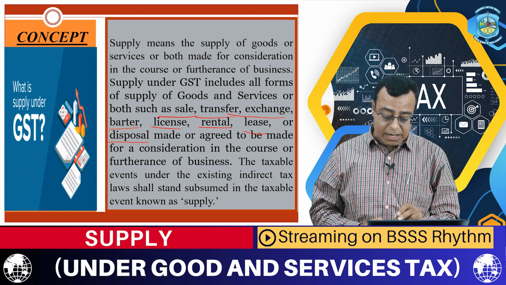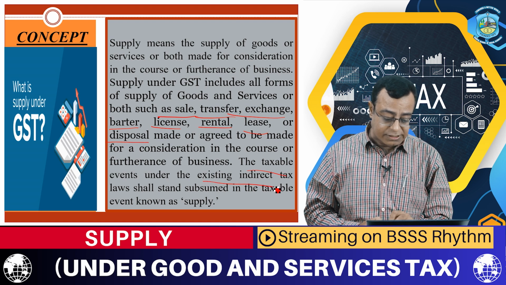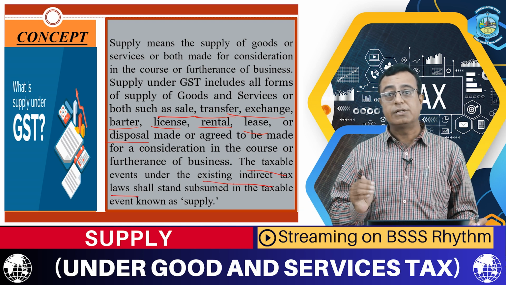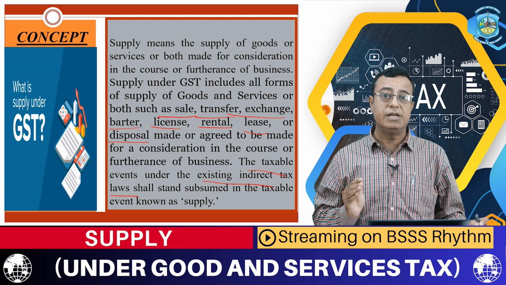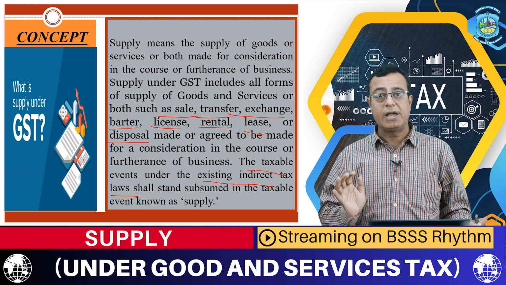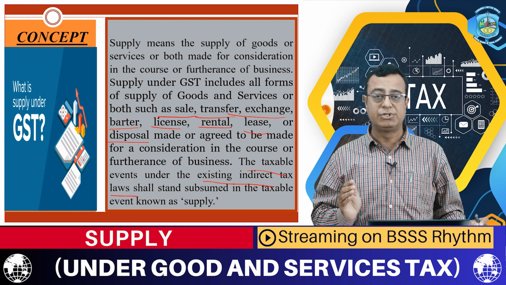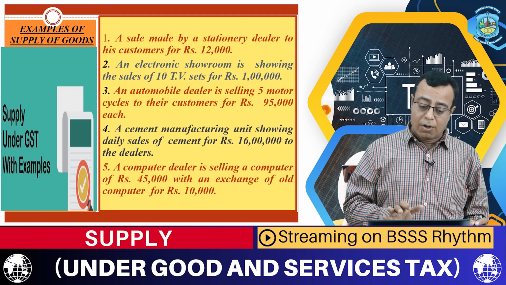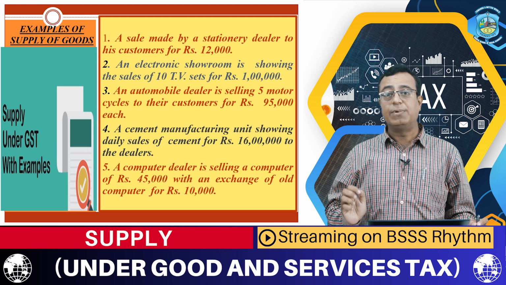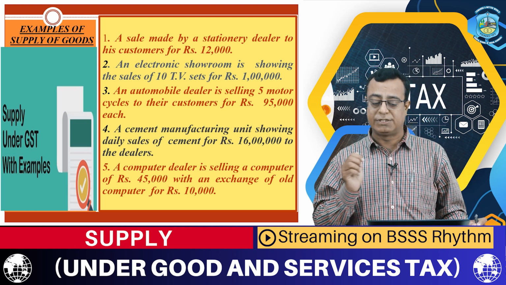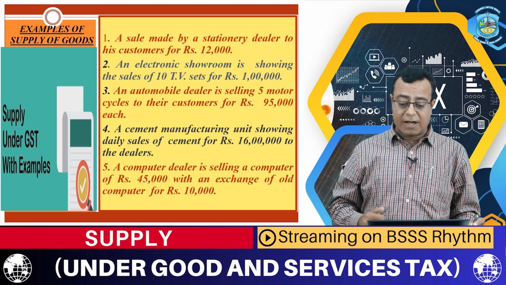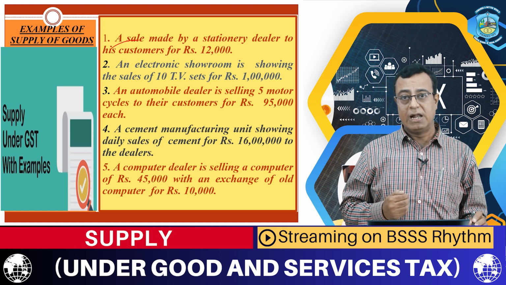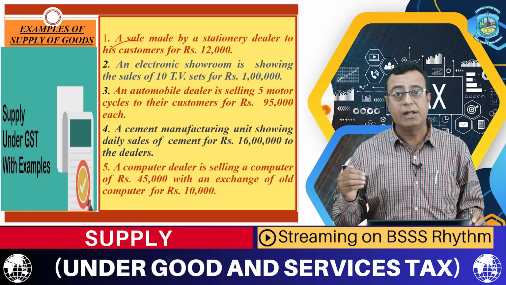The taxable event under the particular existing indirect tax laws stands merged or subsumed into the GST Act. So, now supply includes all these different forms on which GST is chargeable or payable. Now, let us understand some examples of supply of goods. First of all, we have a sale made by the stationery dealer to the customer. This is simple sell from the retailer to the customer.